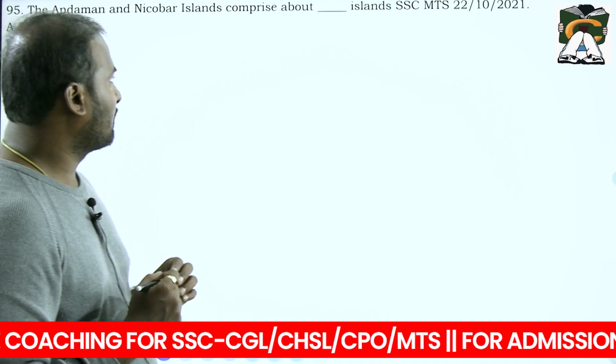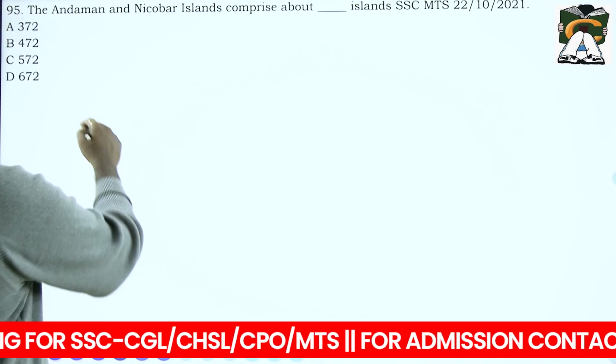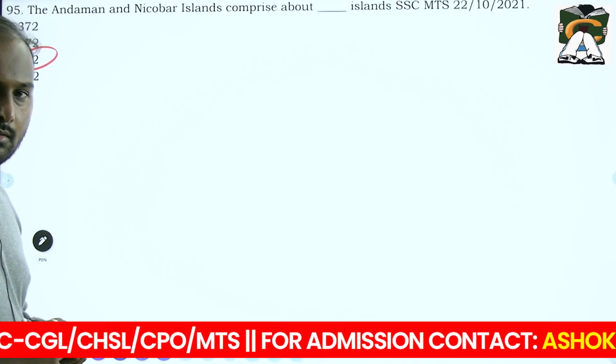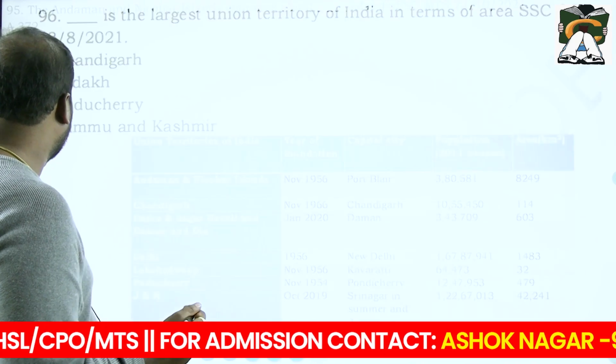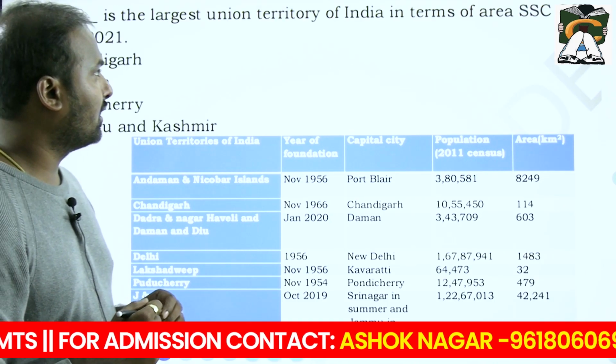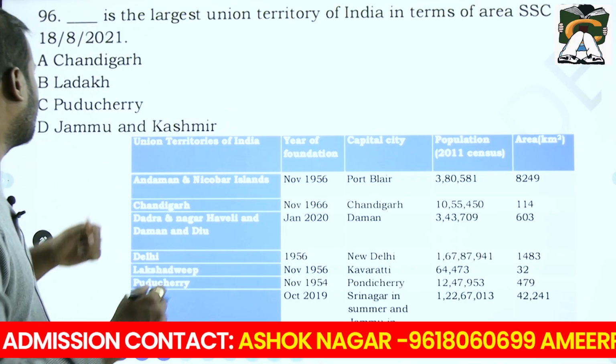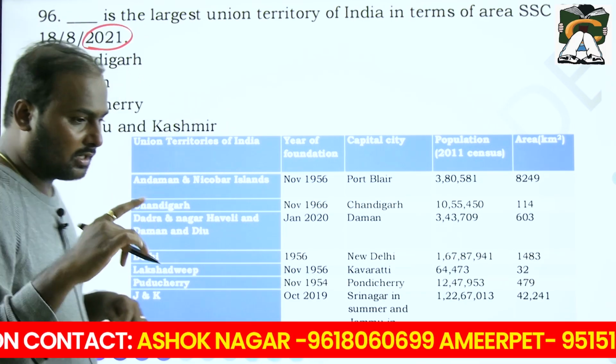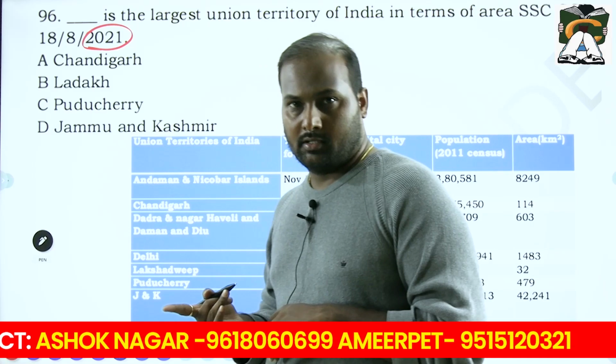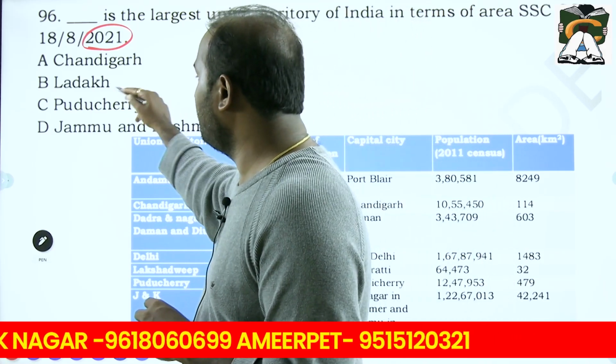The Andaman and Nicobar Islands comprise about dash islands. So somewhere around 572 islands are present. Very static question. Go through that. Dash is the largest union territory of India in terms of area. This question was asked in 2021, which is after Ladakh became a union territory. So the answer is obviously Ladakh.